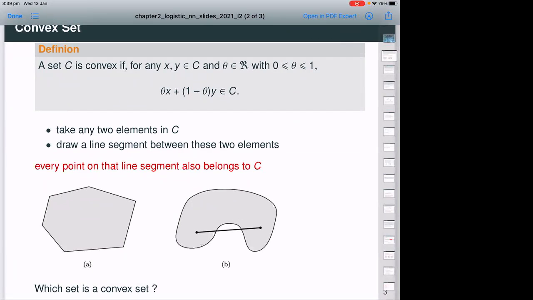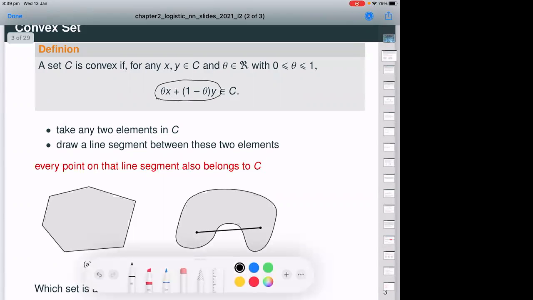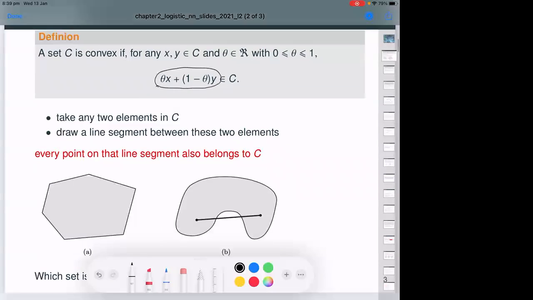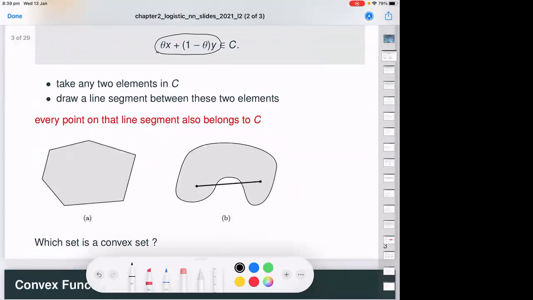So what is a convex set? A set C is convex if for any points x and y in C, and if you take a value of theta between 0 and 1, theta x plus 1 minus theta y is in the set. By definition, if I have two sets A and B, which set is convex? The idea is you take any two points in your set and you draw a line, and all the elements of the line should be in the set.